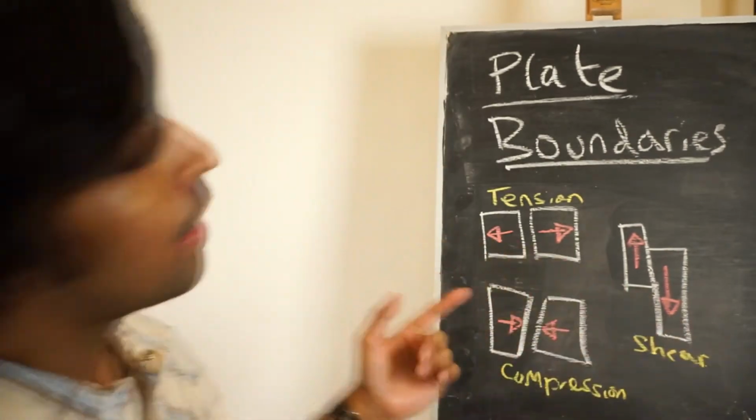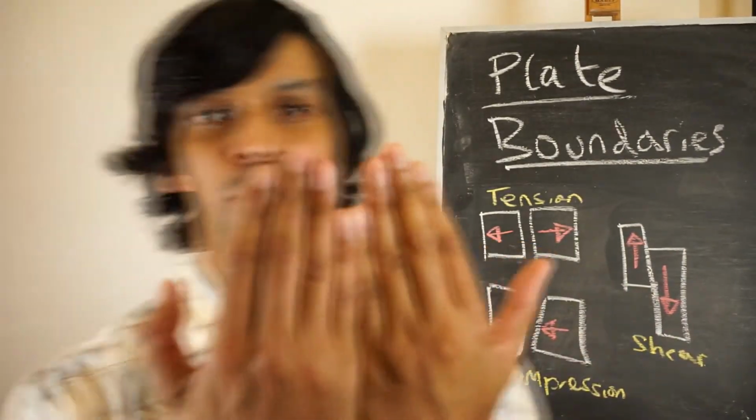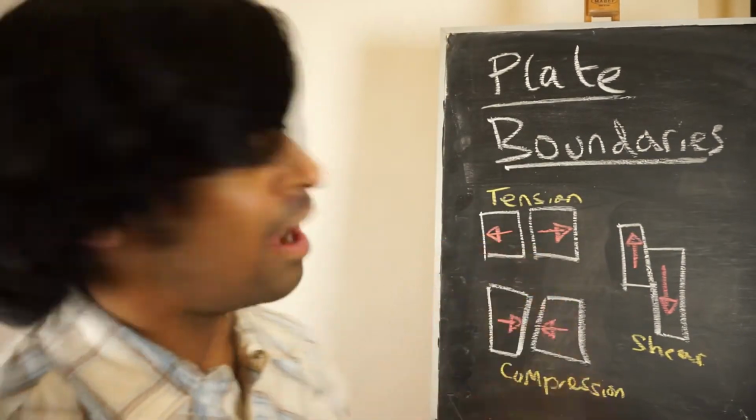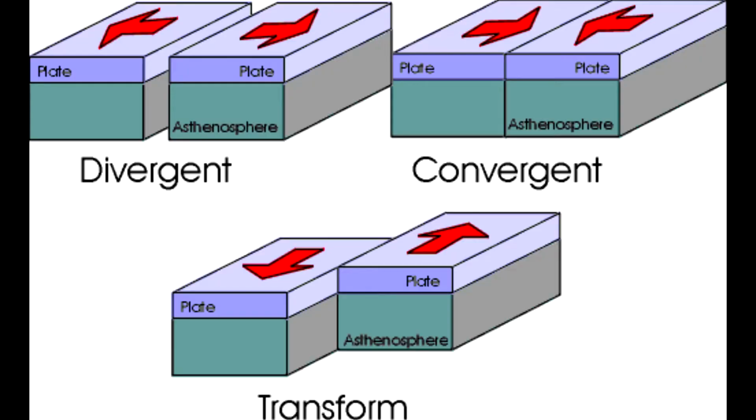Today we're going to be looking at plate boundaries. Luckily for you, this is dead easy. There's only 3 types of plate boundary that we need to worry about. They are here. We've got plates which move apart, plates which move together, and plates which move sliding past each other. The ones which move apart, they're called divergent plates.